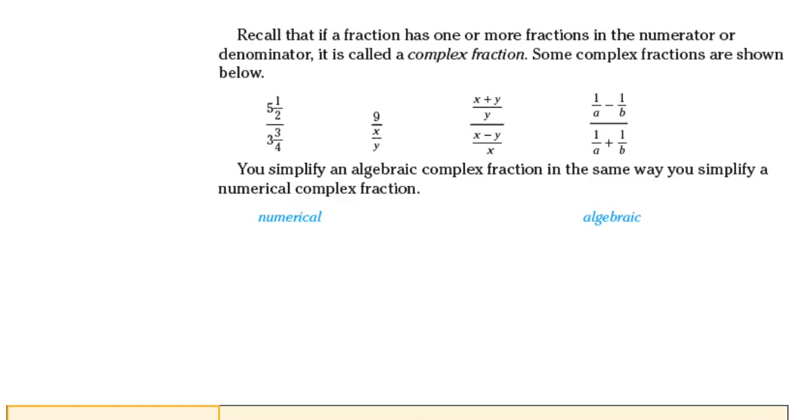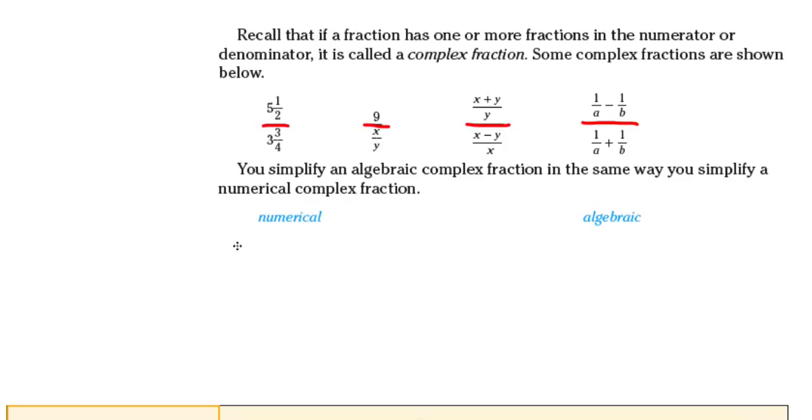And when you're talking about a complex fraction, there's one thing that you need to remember. You need to be able to identify the main fraction bar. So for you to be able to simplify a complex fraction, you need to be able to identify the main fraction bar. Okay? So you can simplify an algebraic complex fraction the same way you simplify a numerical complex fraction.